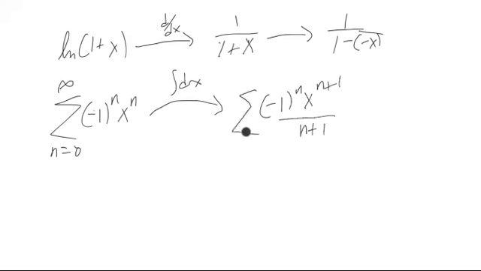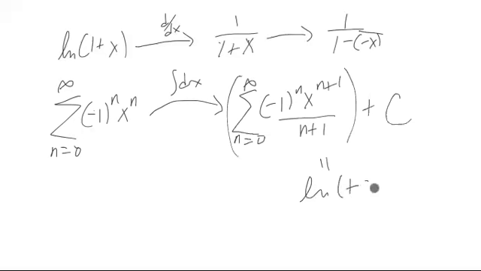Okay, and so we do that. We have n equals 0 to infinity, but realize that we have to take this whole series and add some value of c to it. We know then that this will be equal to the original, because this has the same derivative as the natural log of 1 plus x, just off by a constant c.